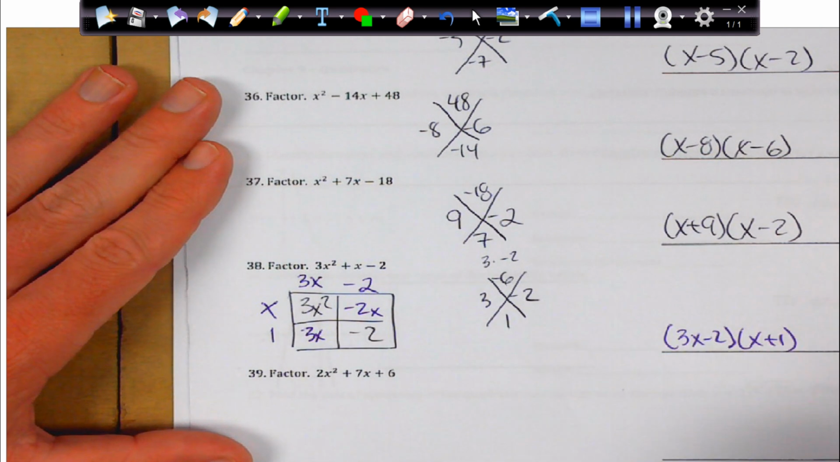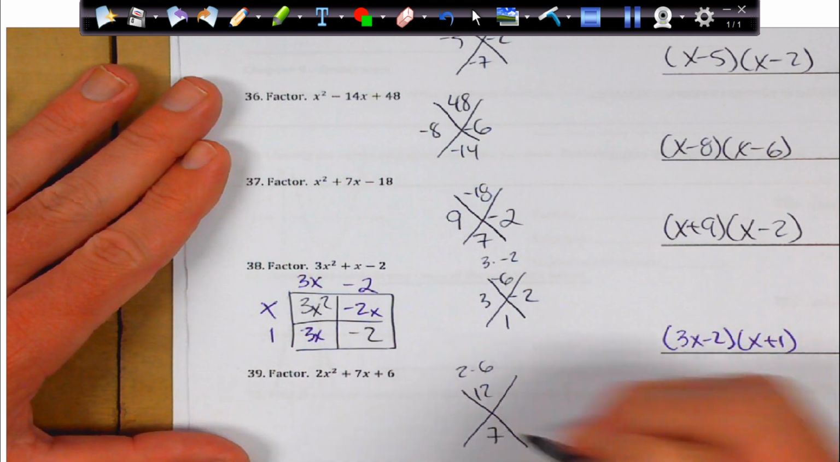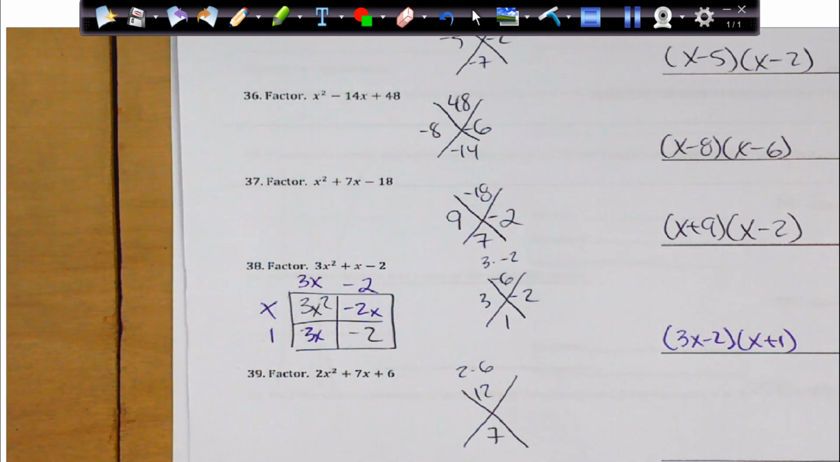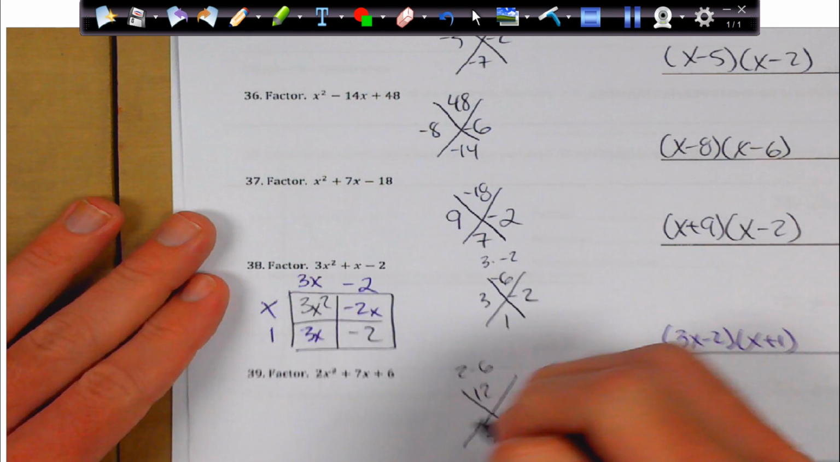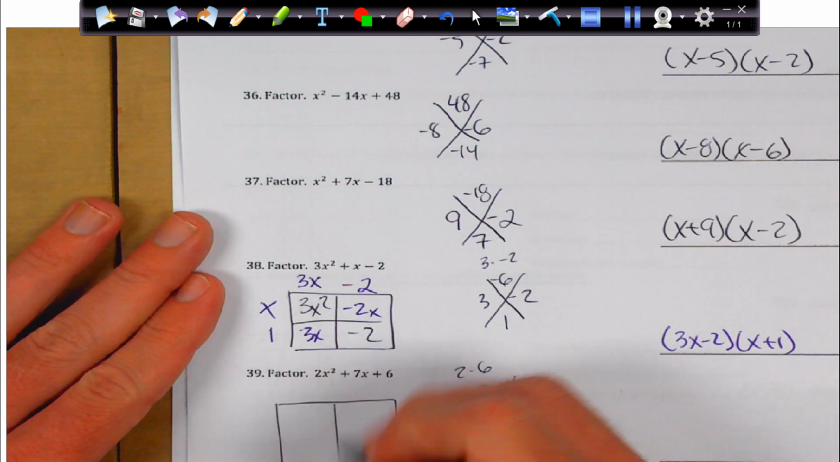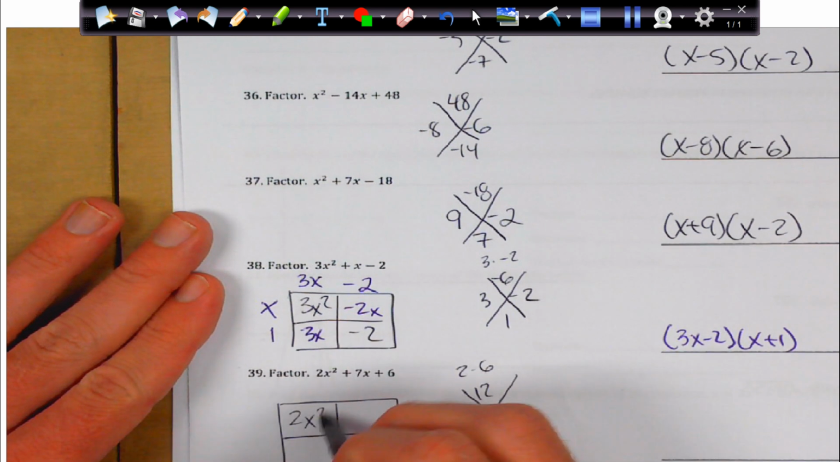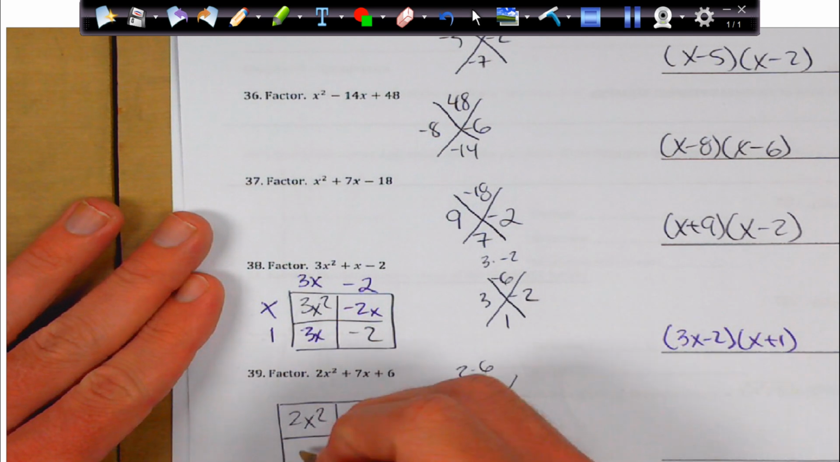Then we do it again. 2 times 6 is 12, multiplying to 7. 2 and 6 are pretty close, but that's not going to work. But I believe 4 and 3 will work. And so we got 2x squared here, 6 here, and then my two little pieces I just found, 4x and 3x.